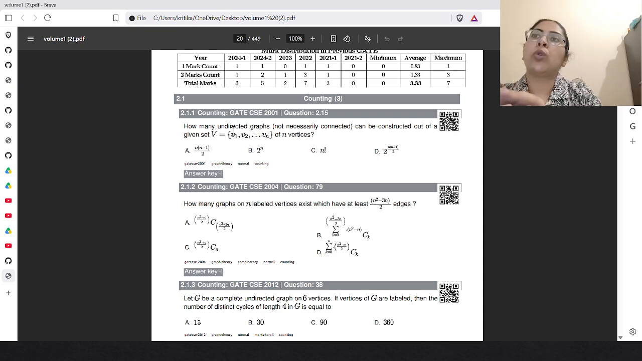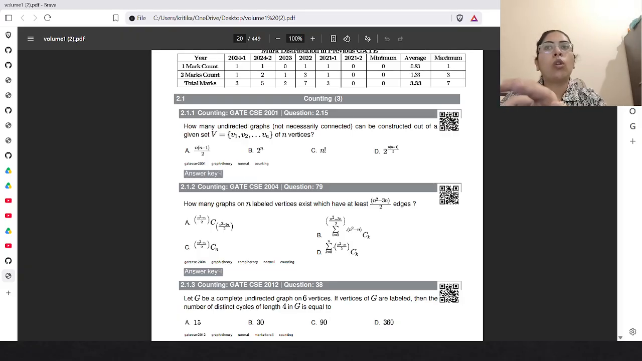There are questions on counting, like how many undirected graphs can be constructed. So this way, solve the questions by yourself. After seeing the lectures, try to solve the question by yourself. If you are not able to solve it, then click here and see the answer after 4 to 5 minutes. This is a good way of solving previous year questions.